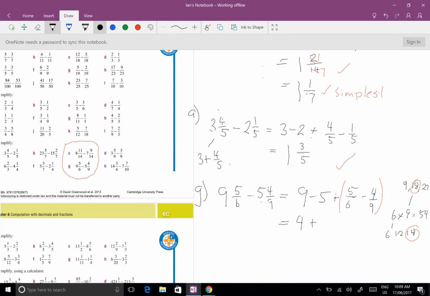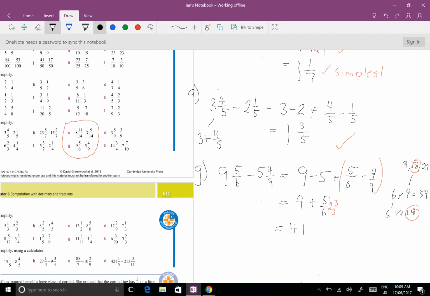So 5 on 6. I have to multiply that top and bottom by 3. And I'll just keep going underneath here. I'll do this bit first. 4 plus 15 on 18. And I'm doing this separately, so I'm going to just put it in brackets. Keep it nice and neat. Let's go to the next bit. 4 on 9. Well, what do I do to the 9 to make it 18? Well, I have to multiply by 2. Now, 4 2s are 8, and 2 9s are 18.